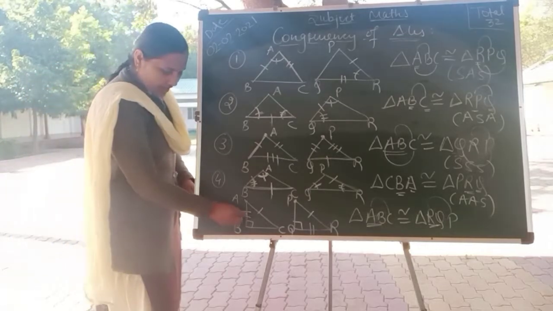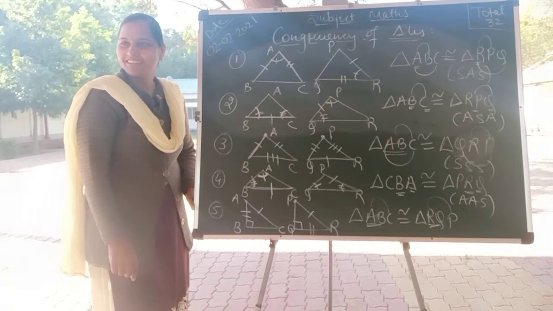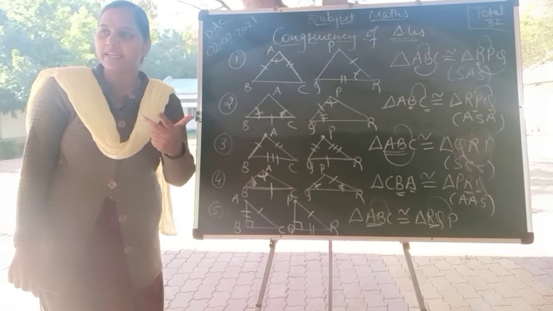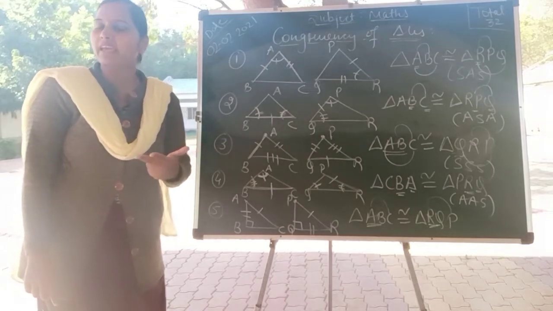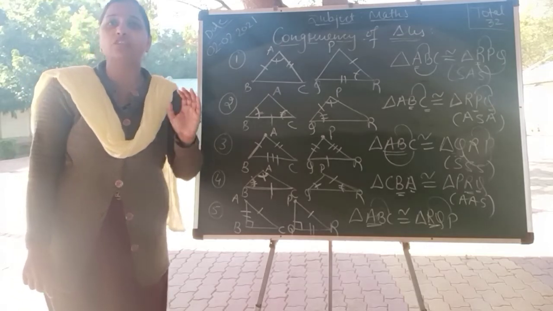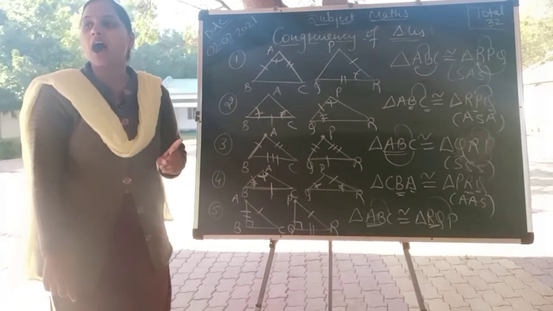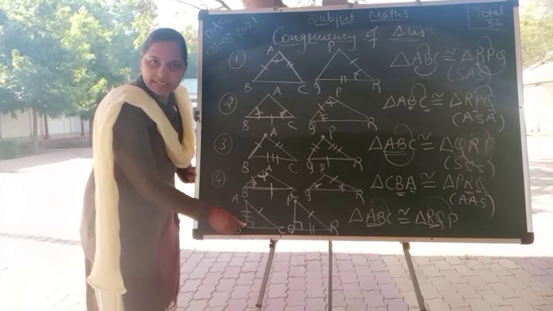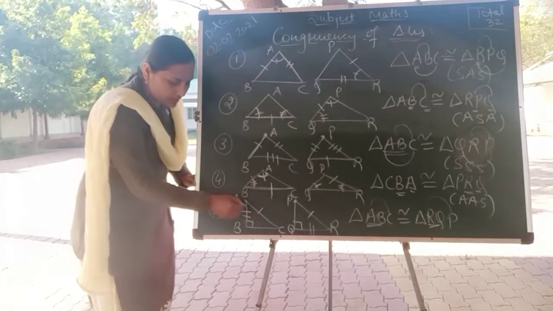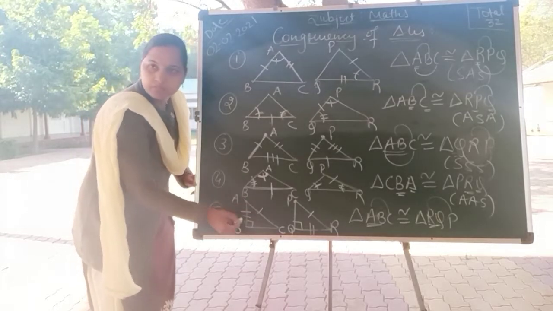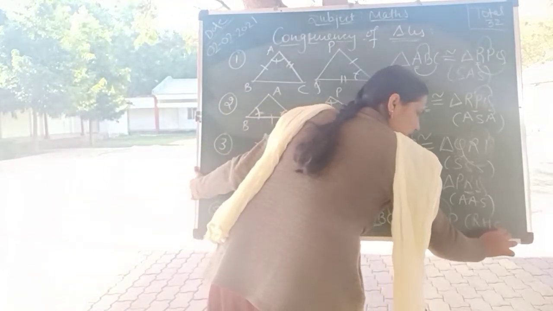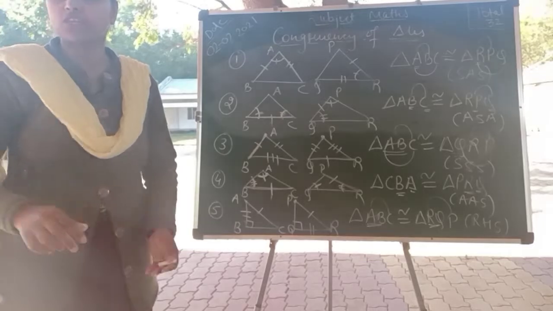Why is it not ASS? We can't construct a triangle if we are given angle, side, side. So ASS criteria is not there. Whenever the ASS condition is there for a right angle triangle, it will be RHS. R, right angle, H, hypotenuse, S, side, any one of the two sides. Okay, RHS criteria. Now, done with revision of congruency of triangles.